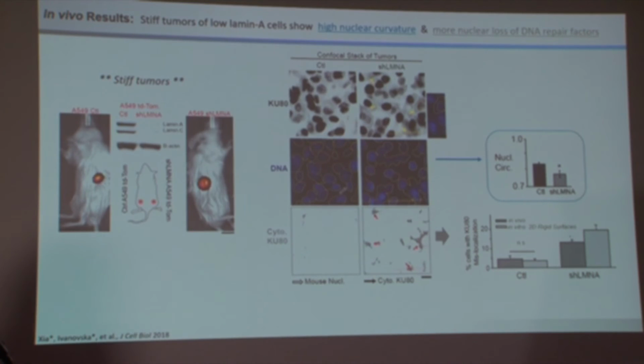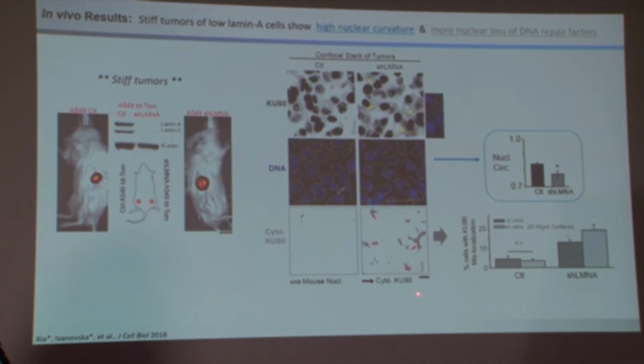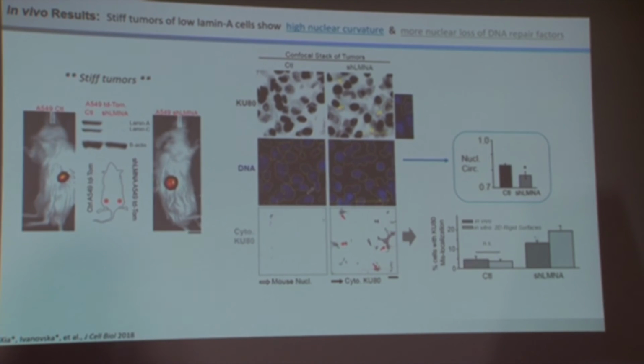Finally, I just want to mention that we did some experiments in vivo where we engrafted tumors in mouse with cells that are lamin A knockdown and cells that are not. After the excision and examination of the samples, we found that in cells that are not protected by lamin AC, we see more cytoplasmic repair factor, and this is also reported for a different repair factor in breast cancer, for example.